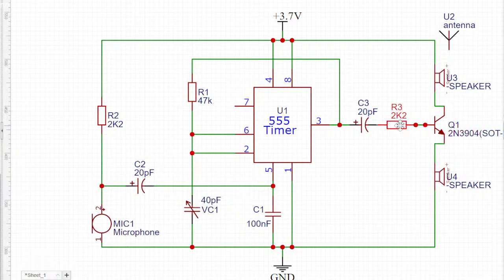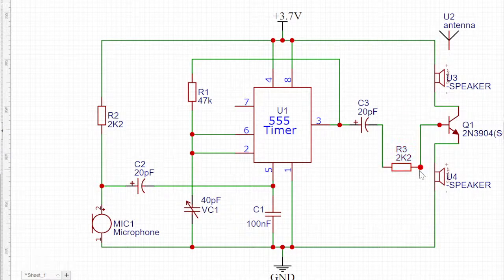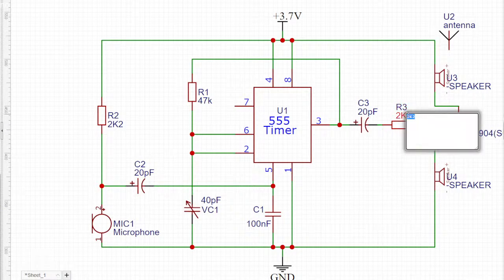Let's make this look more beautiful. All right. Let's give this a little bit more room. Right, something is wrong. All right. So that will be it. And for here, I wouldn't use that value. You can use 220 ohms and see how that works.